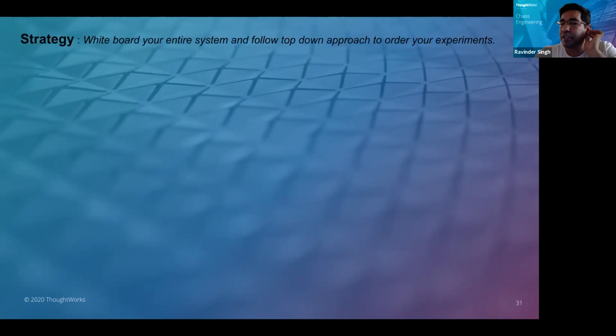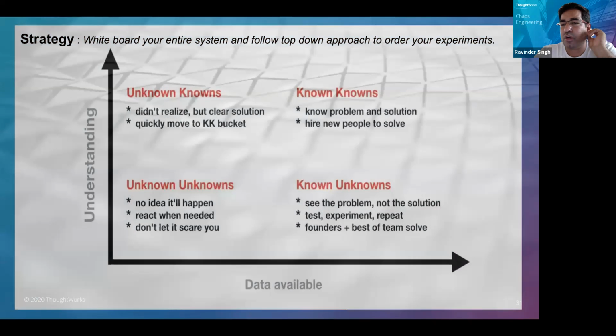Let's quickly understand how you can plan your attacks, and what the strategy will be. Generally, whenever we make a strategy, we whiteboard certain things, we understand our application, and we take a top-down approach. The same is the case when you plan your strategies for chaos-based experiments. So you identify certain factors.